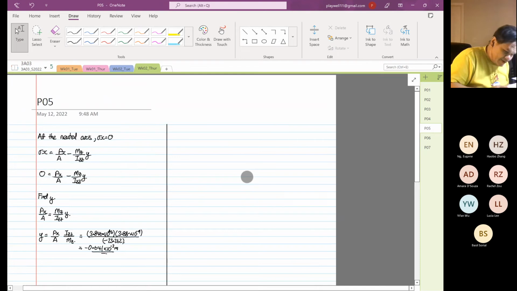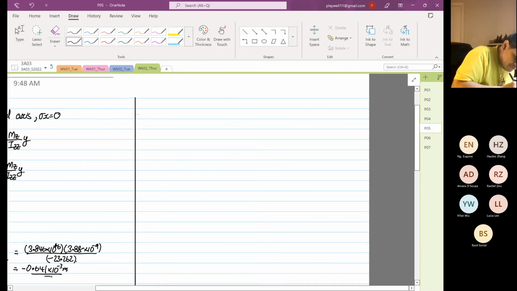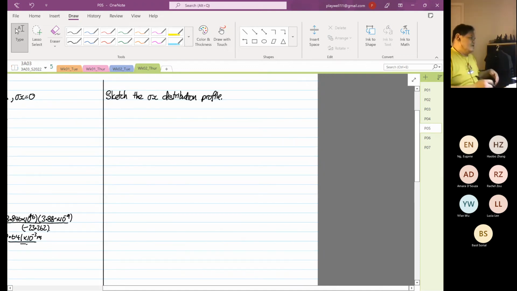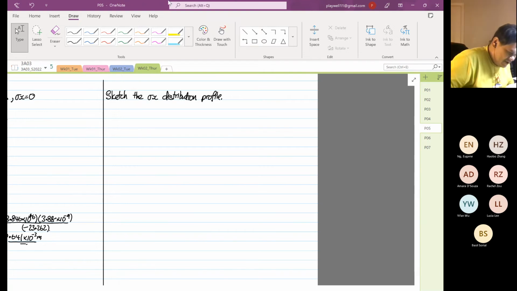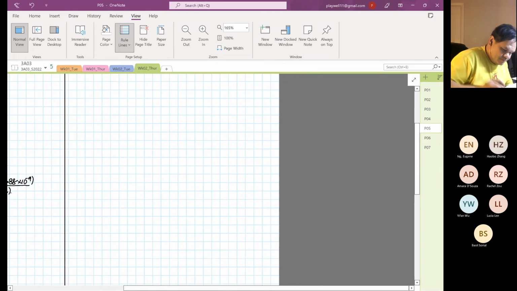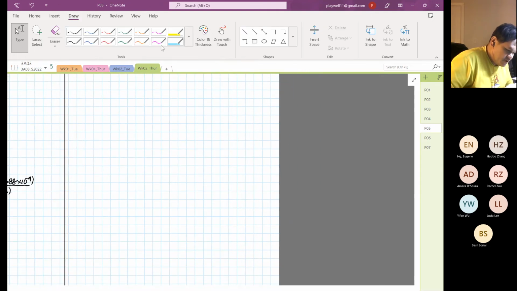Sketch. The alternative method is to sketch the normal stress, or stress X, distribution profile. Okay, just sketch. It's that easy. You only need to apply high school math. It's that easy. So we're going to literally sketch it out. Okay, so we're going to have our x-axis.